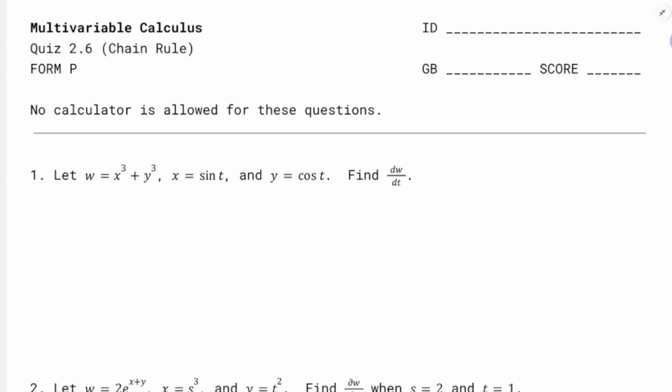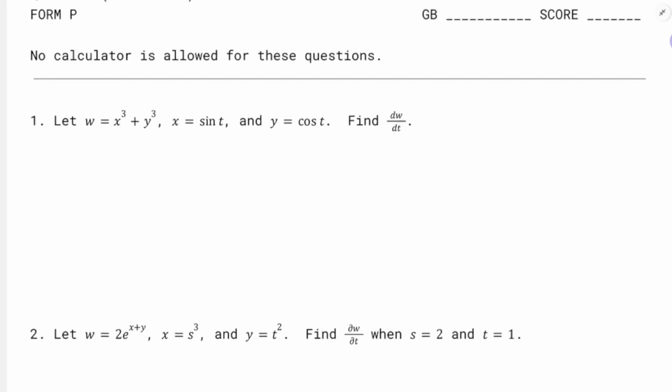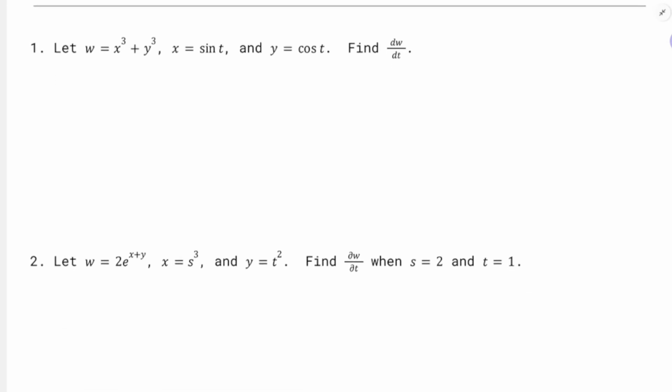In this video, I'm going to be working a multivariable calculus quiz over the chain rule. I think I'm just going to be working form P because form Q is very similar to this, and you probably have access to the solutions elsewhere. I'm just going to start off with this one.